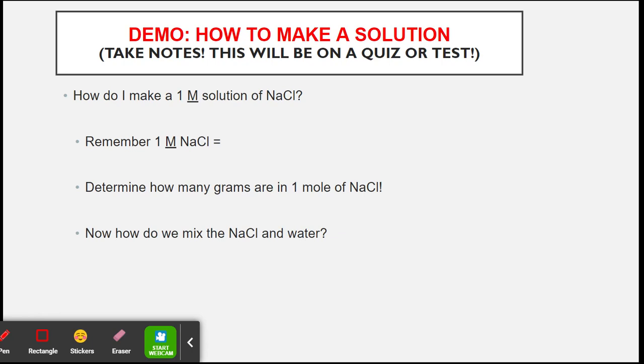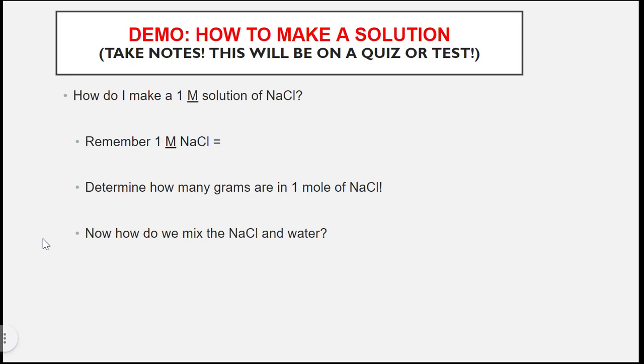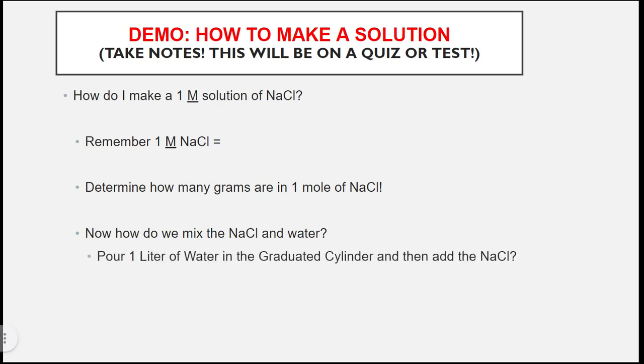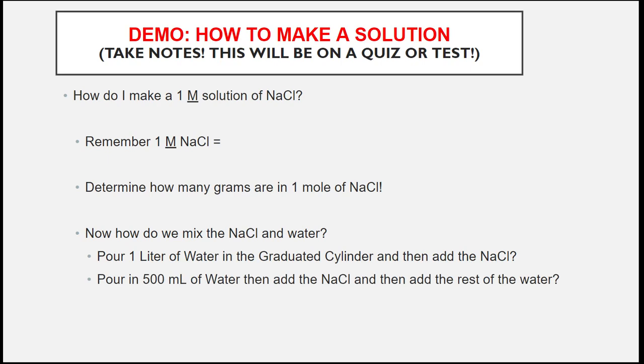Okay, so how do we mix the sodium chloride in water? And this is where we want to pay attention to what we're looking for. Okay, so here are our options. Are we going to pour 1 liter of water into a graduated cylinder, then add sodium chloride to it? Our next option would be to pour 500 milliliters of water, then add the sodium chloride, then add the rest of the water till we get up to 1 liter of solution. Or we dump in the NaCl and then we add water to our solution.